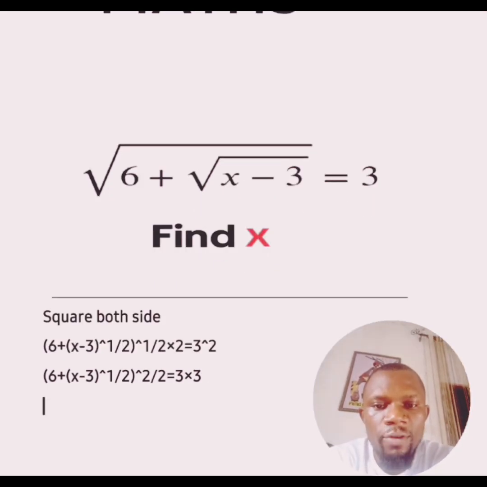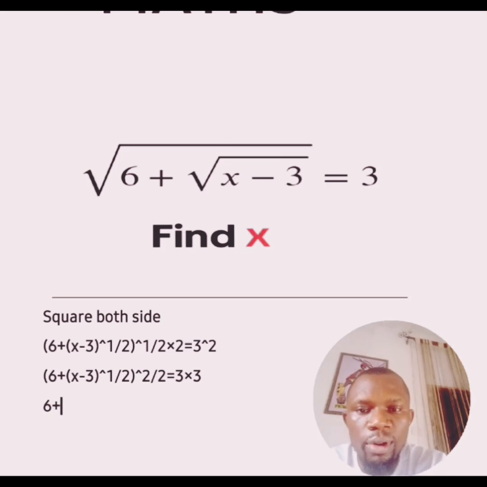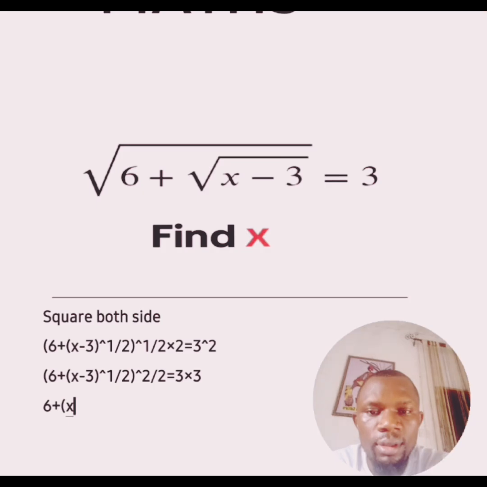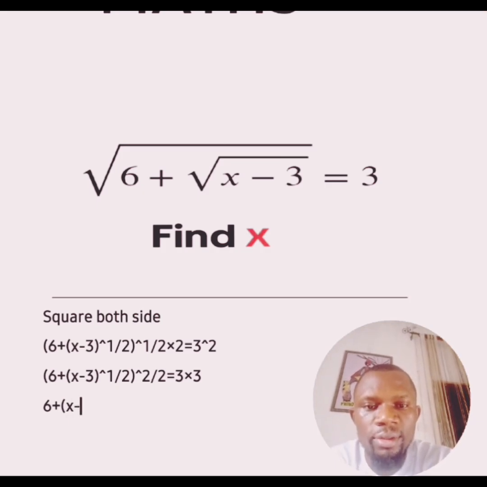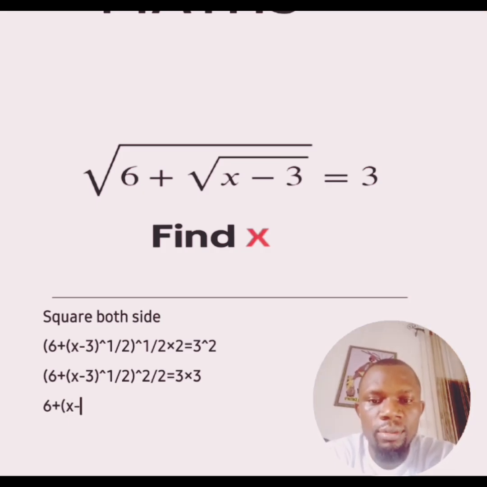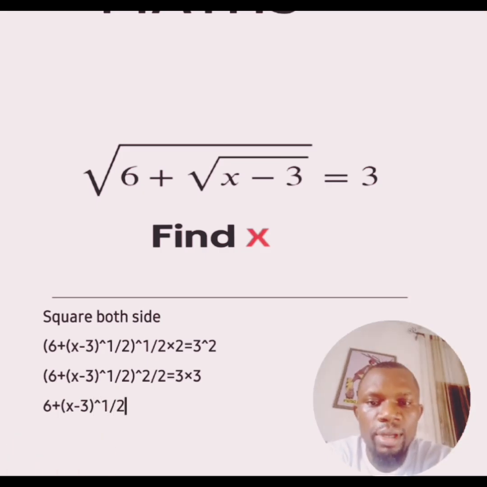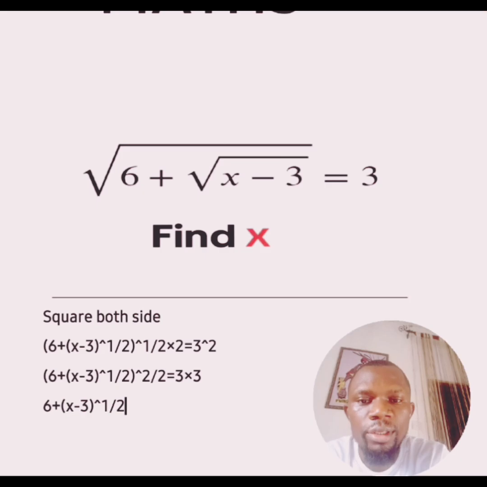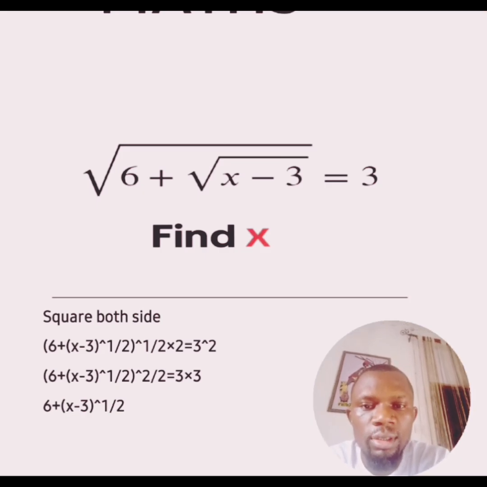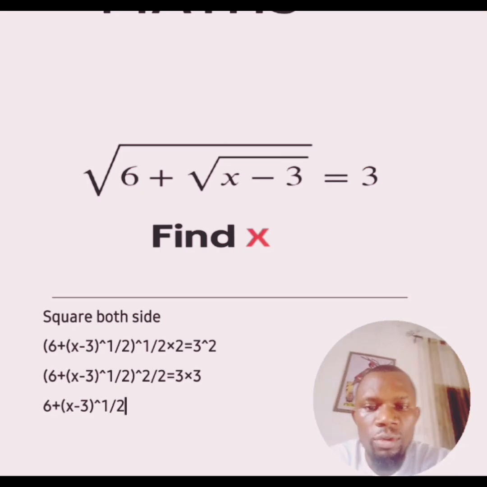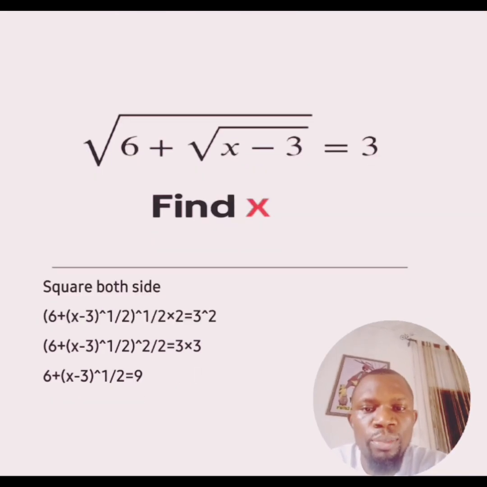I'll open the bracket now. I have my 6 plus open bracket x minus 3, close the bracket, raised to the power of 1 divided by 2, which is the square root. Watch, 2 divided by 2 is 1. So the first square root has been cancelled, which is equal to 9. 3 times 3 is 9. Okay, so we are proceeding.